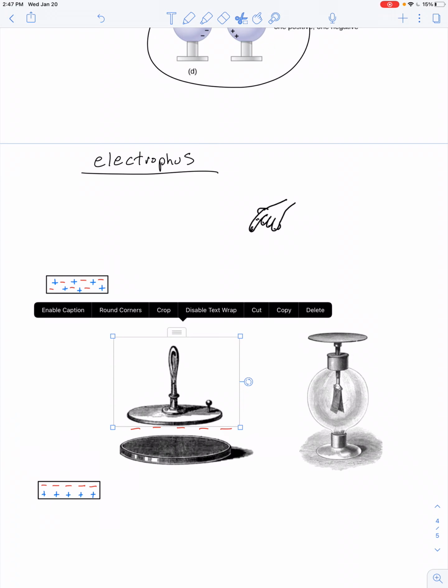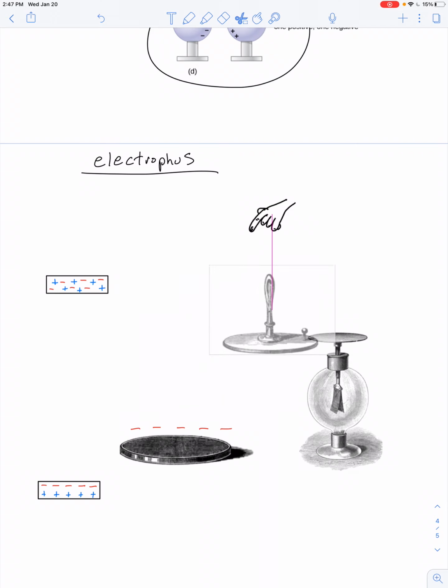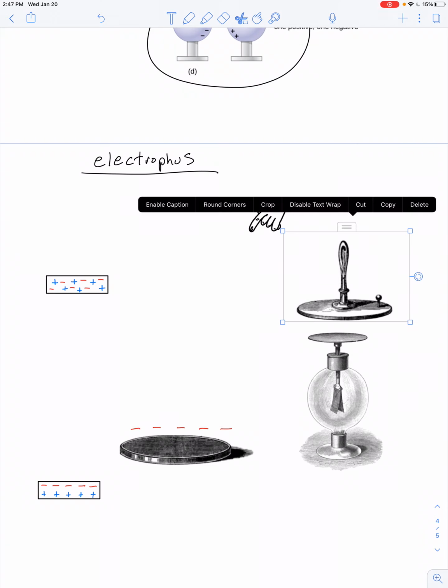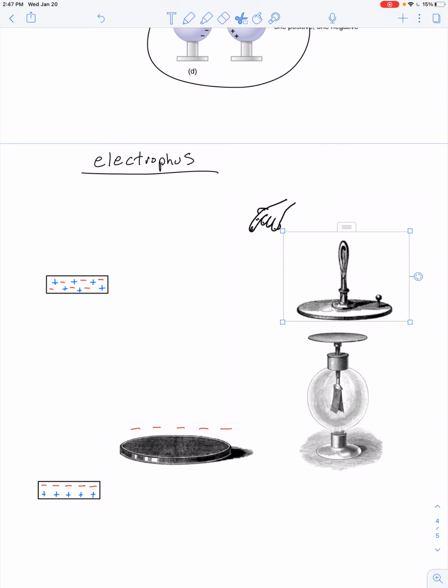So if you were to grab the metal plate by the handle and bring it near an electroscope, we wouldn't expect anything to happen. After all, the metal plate is still neutral, and so there's no interaction with the leaves of this gold leaf electroscope. Okay, however, we can take advantage of charge by induction.